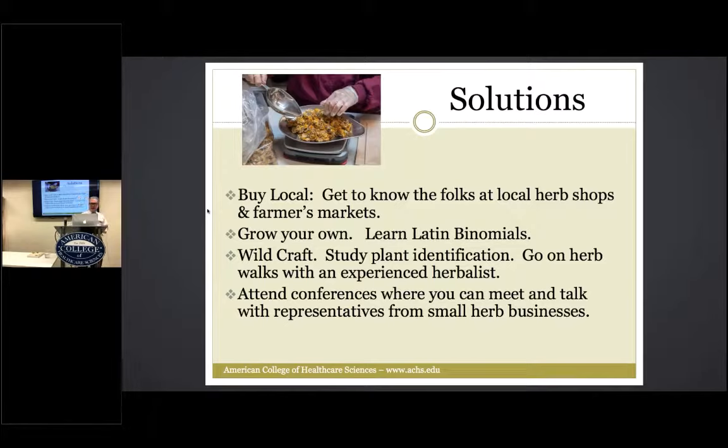Again, I said grow your own. It's important to learn Latin binomials, and I'll get to that in a little bit. Wildcrafting is a great way, as we heard previous speaker talking about wildcrafting plants. Get to know the plants in your area. A friend of mine and I sat down, this was several years ago. We wildcraft together, and then we sit down and have a beer when we're done and we talk.